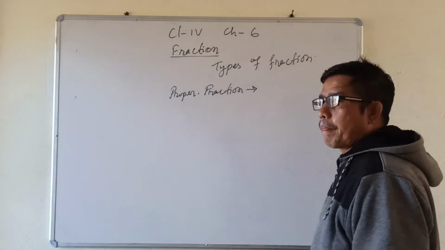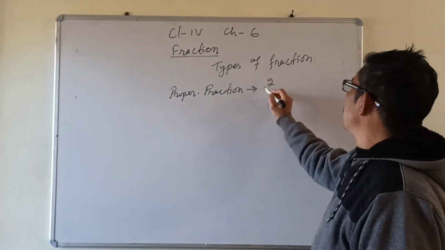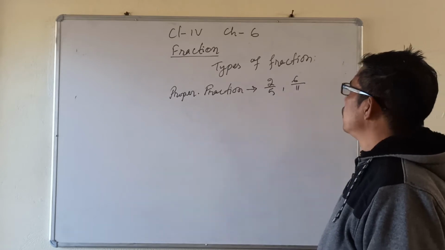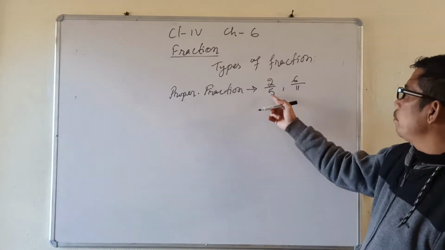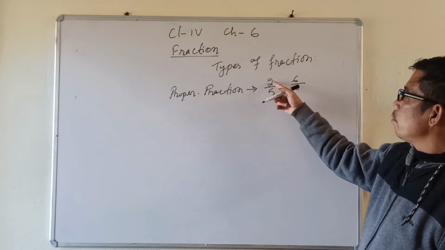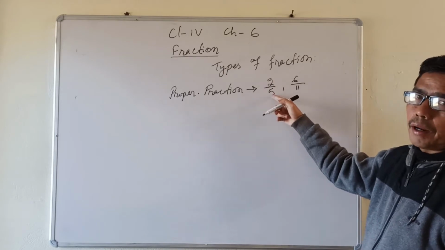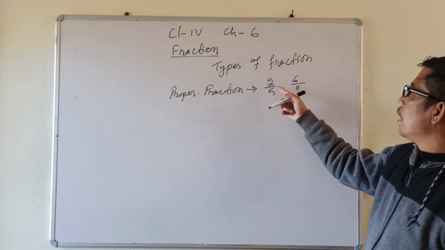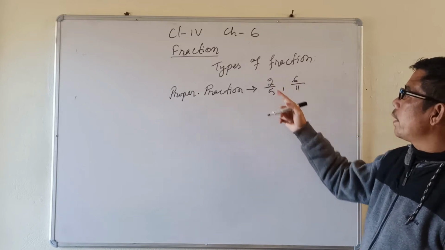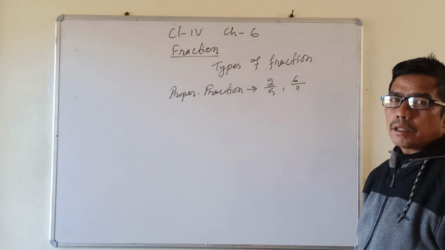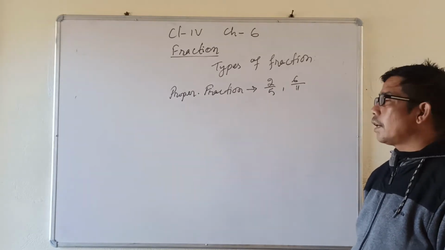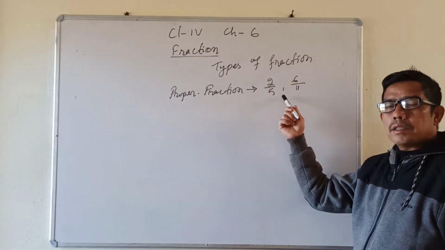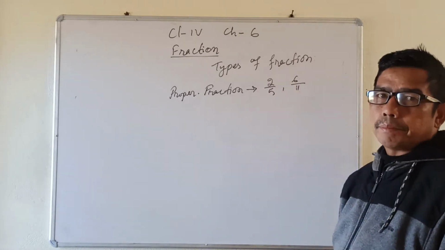Then proper fraction. Look at these examples of the fraction. Here the numerator is 2, denominator is 5. Numerator is 6, denominator is 11. In every fraction, the numerator is smaller than the denominator. So such type of fraction in which the numerator is smaller than the denominator is known as proper fraction.